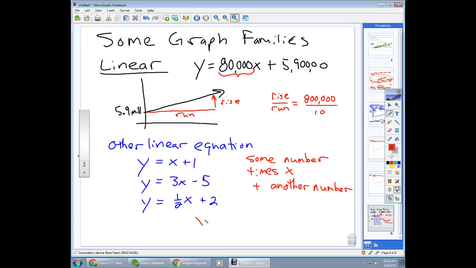Often we write equations like this as y equals some number m times x plus b. M is what we call the slope, and b is the starting point, sometimes called the y-intercept. And the big thing about linear equations for us is linear equations represent the idea of absolute change.